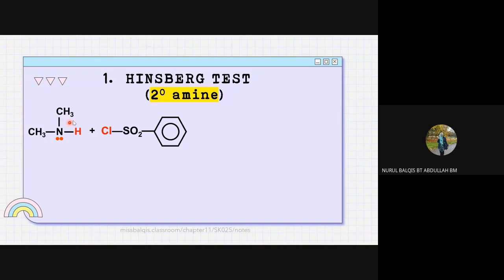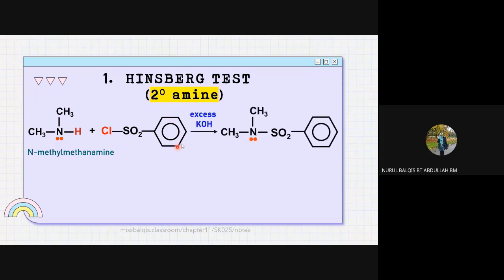When we have substituents on nitrogen, how are we going to indicate the locations of these substituents? Kalau atas nitrogen? N-methyl. So nama dia? N-methylmethanamine. Yes, N-methylmethanamine. Kalau ikut common name, dimethylamine. Kalau IUPAC, N-methylmethanamine. Okay, undergo reactions with benzene sulfonic chloride lagi sekali with the presence of excess KOH.